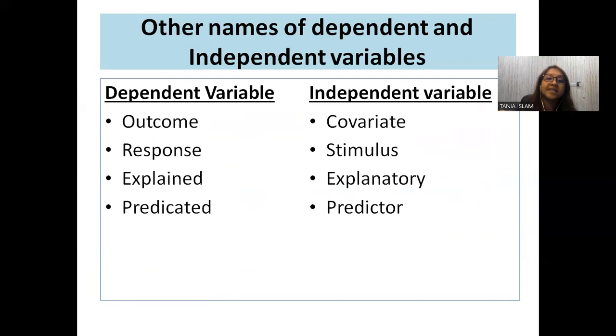Other names are response, explained, predicted. And the independent variable is often called covariate, stimulus, explanatory, or predictor. Among these, covariate is a very common term that you will hear often. That's the independent variable, like in any model of your project, you need to adjust for age, sex, ethnicity, different things. Those are the covariates we often adjust for in our model.